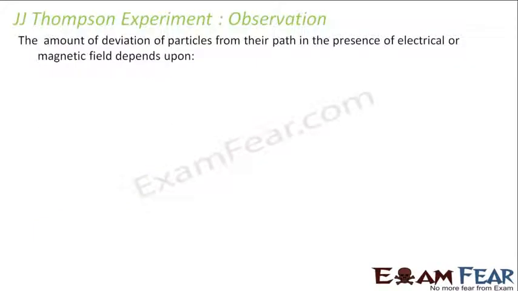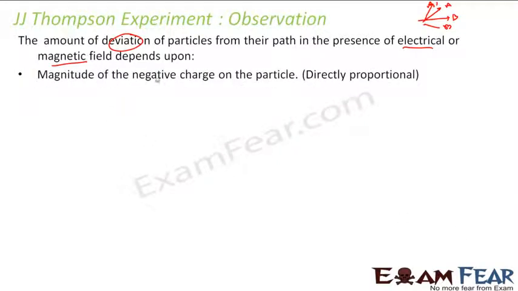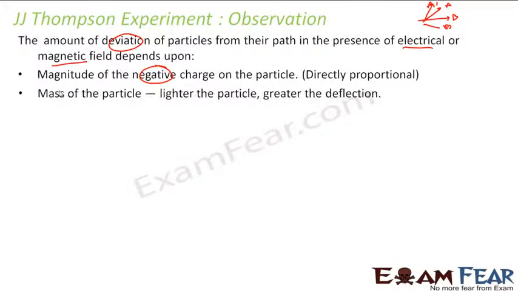So the observation was the amount of deviation which you see, for example, instead of B, it can go to A and C, right? So this amount of deviation, it can go A or A dash. This amount of deviation of the particle in magnetic field or electric field depends on the magnitude of the negative charge. It's directly proportional. More the charge, more is the deviation. Also, mass. Lighter the mass, greater the deflection.